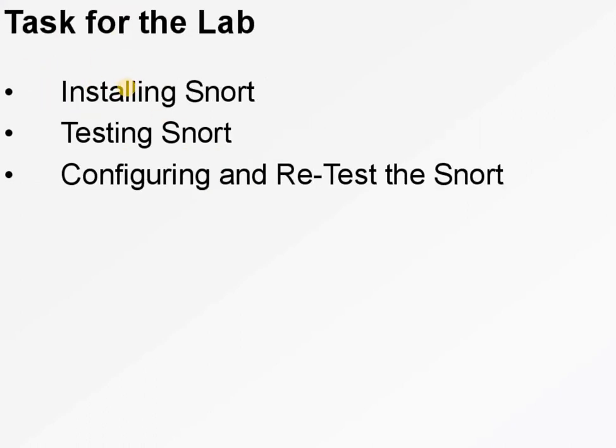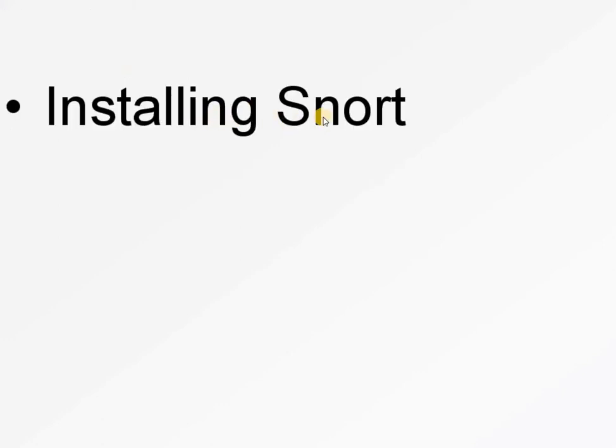Tasks for the lab. We're going to see how to install Snort and test Snort, and then how to configure and retest Snort. First we are going to see installing Snort. Snort is a portable intrusion detection system for Windows and Linux operating systems. This tool is capable of capturing real-time network traffic, analysis, and performing packet logging on TCP/IP networks. So we are going to see how to download and install Snort.